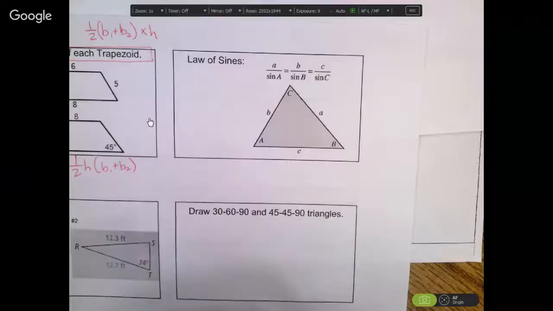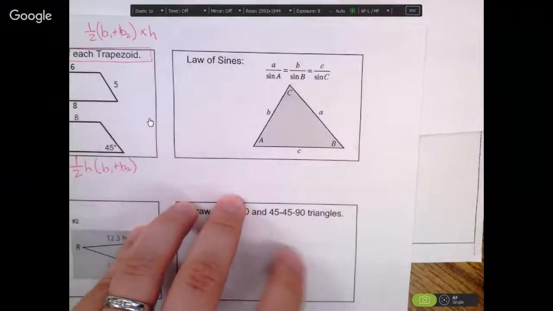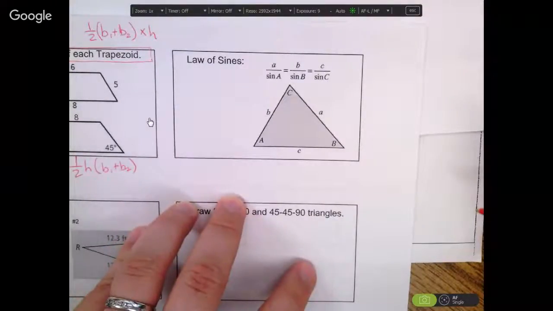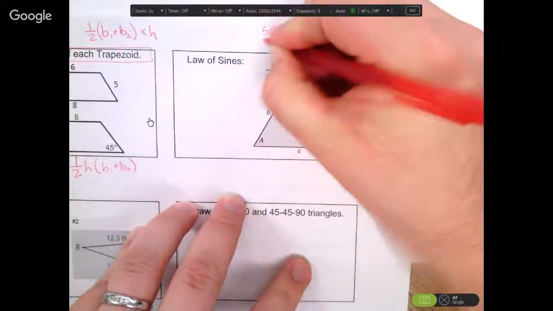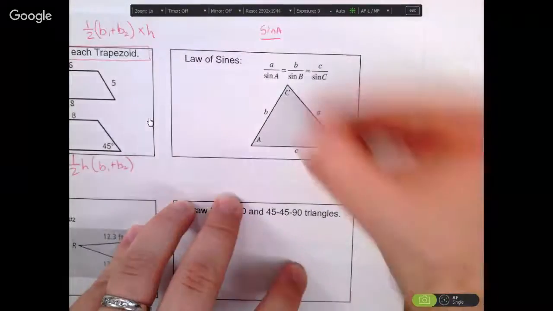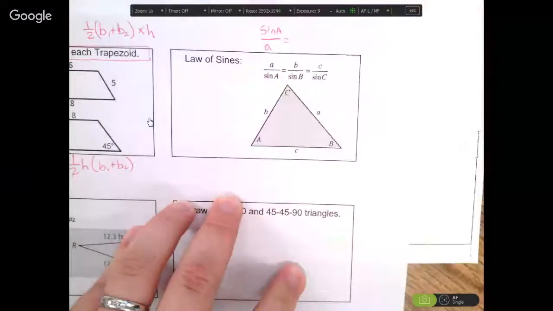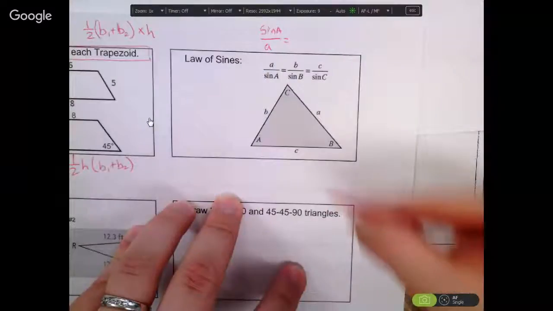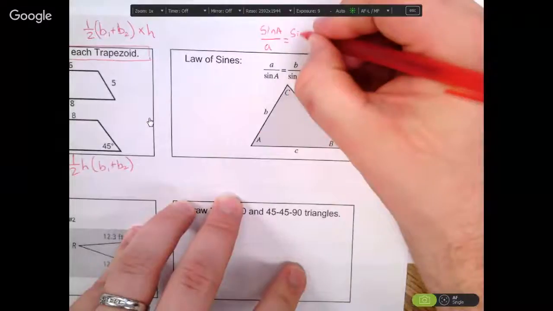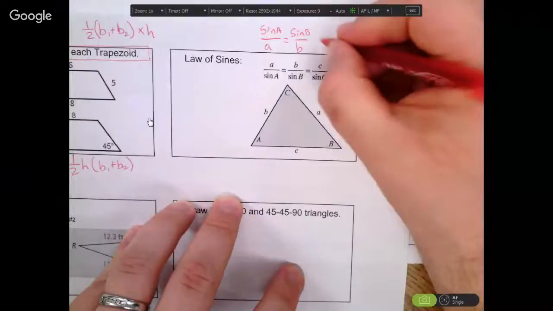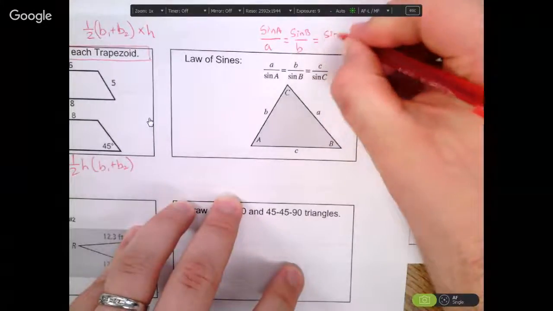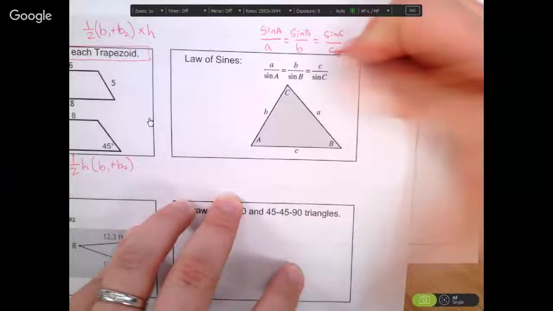I also want to point out that if I wanted to, I could rewrite this law of sines as sine of A over what? I could write it as A over sine A equals B over sine B. You're allowed to always just flip fractions if you want, as long as you do it to both sides, or in this case, all 3 sides. Can we stop tapping, please?